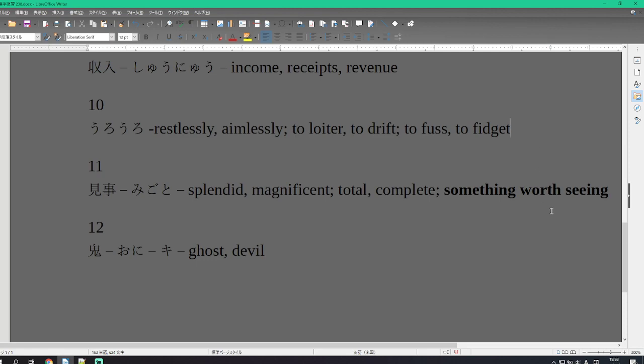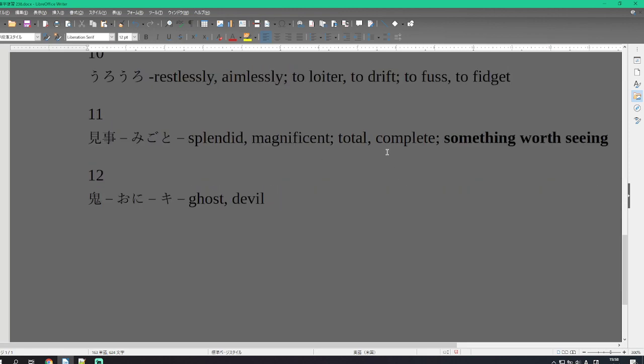Uro uro. To restlessly, aimlessly loiter and drift. Number 11 is migoto. Mi on the left side to see, and goto on the right side for a thing, but not a thing that you can physically put a handle on. So goto is like thing, but in idea.